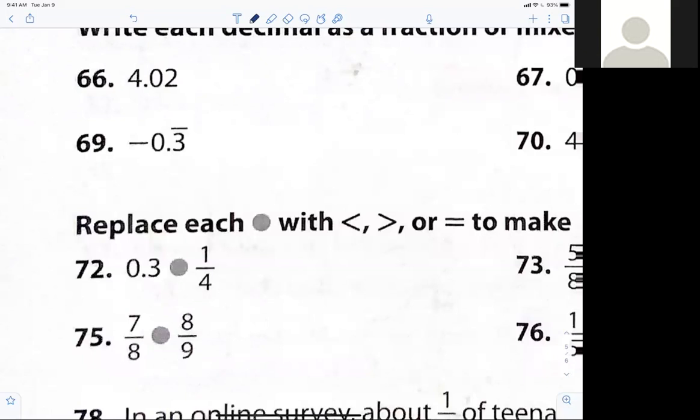Pardon the interruption, 7th and 8th grade lunch will be inside today. 7th and 8th grade lunch will be inside today.